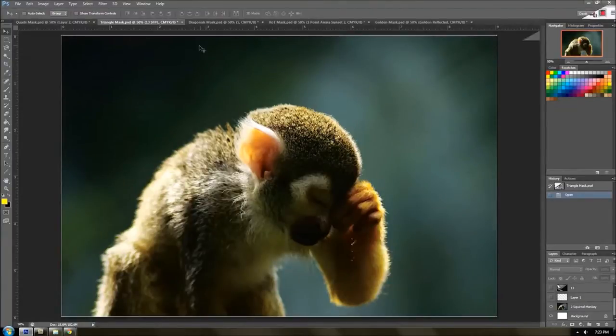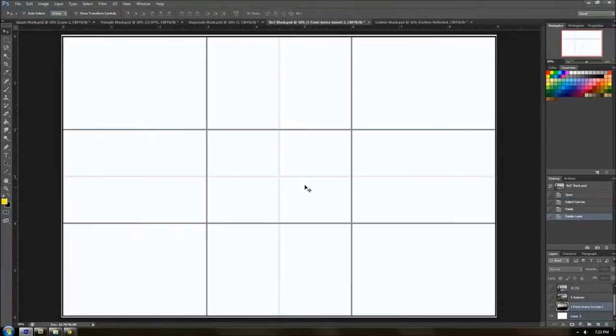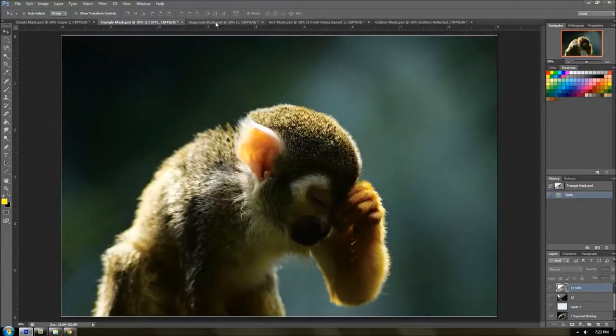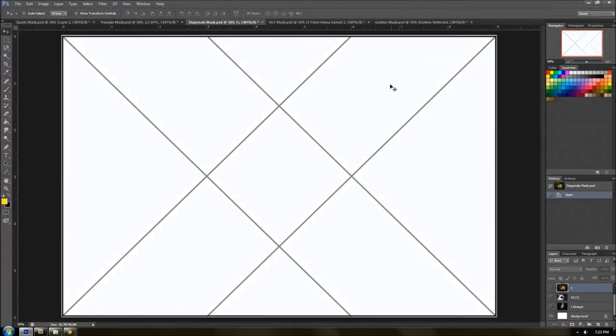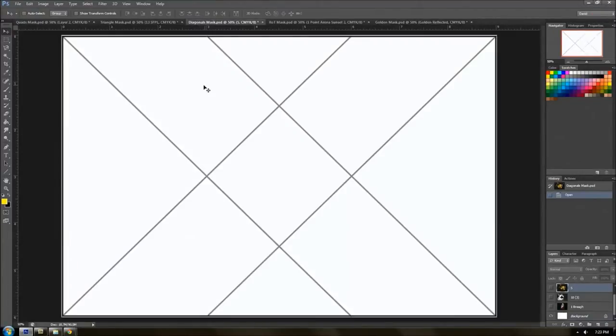This video is part of a larger series where we're going to look at things like quadrant framing, rule of thirds with quadrant considerations, of course triangles, diagonals, and a very special and very difficult framing method of the golden rule, golden ratio rather.